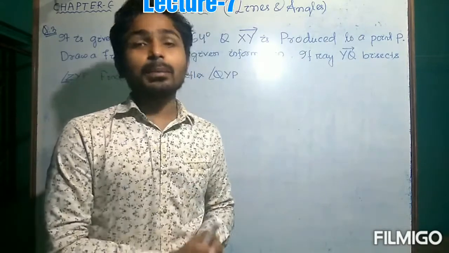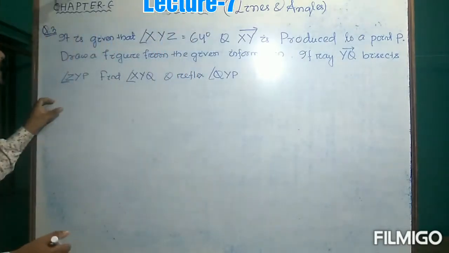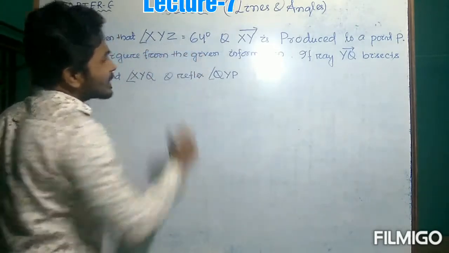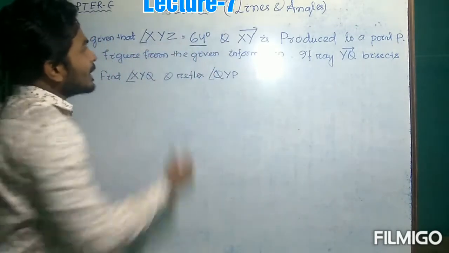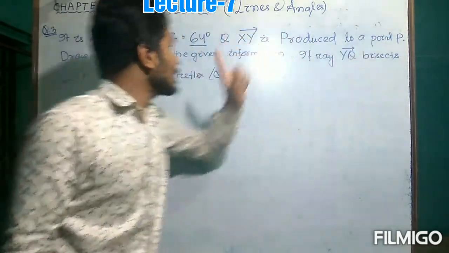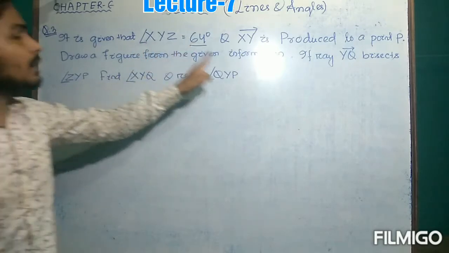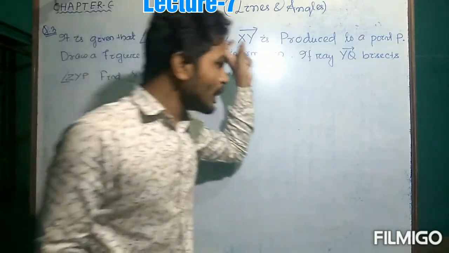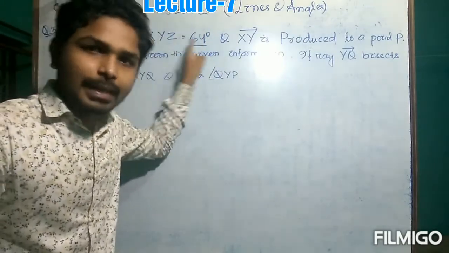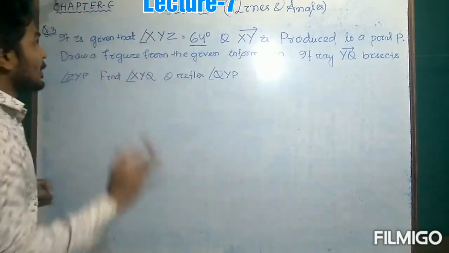Okay. So let us understand the next question, that is question number 3. In question number 3, it is given that an angle XYZ is equal to 64 degree, and XY ray is produced to a point P. Draw a figure from the given information. It means there will be no figure. You have to draw the figure from the following data. Okay, so let us draw the figure.